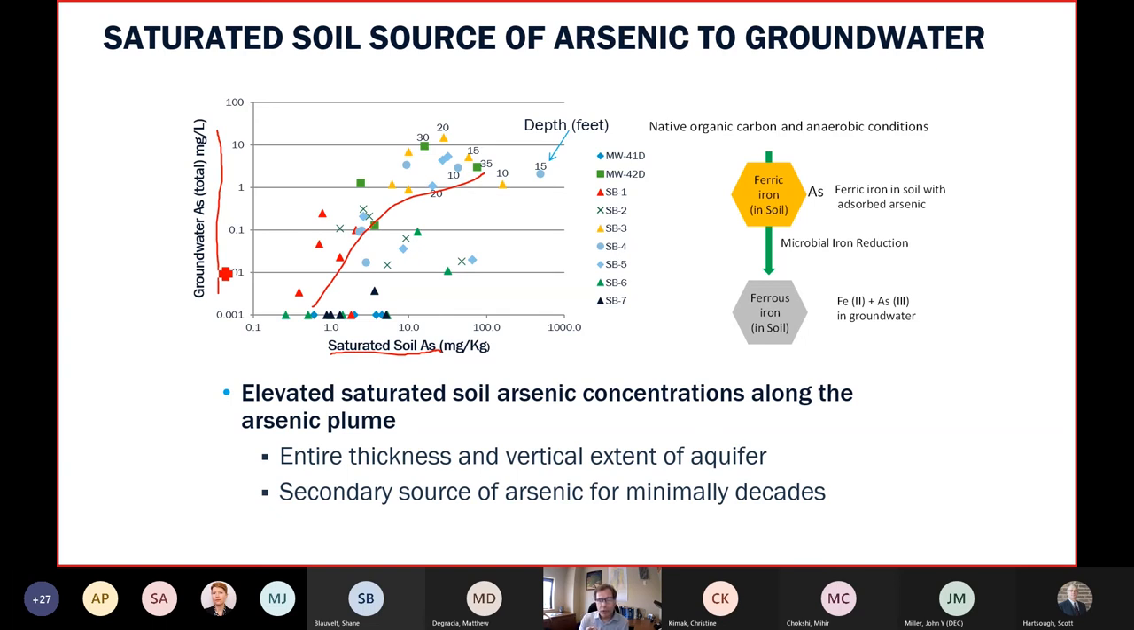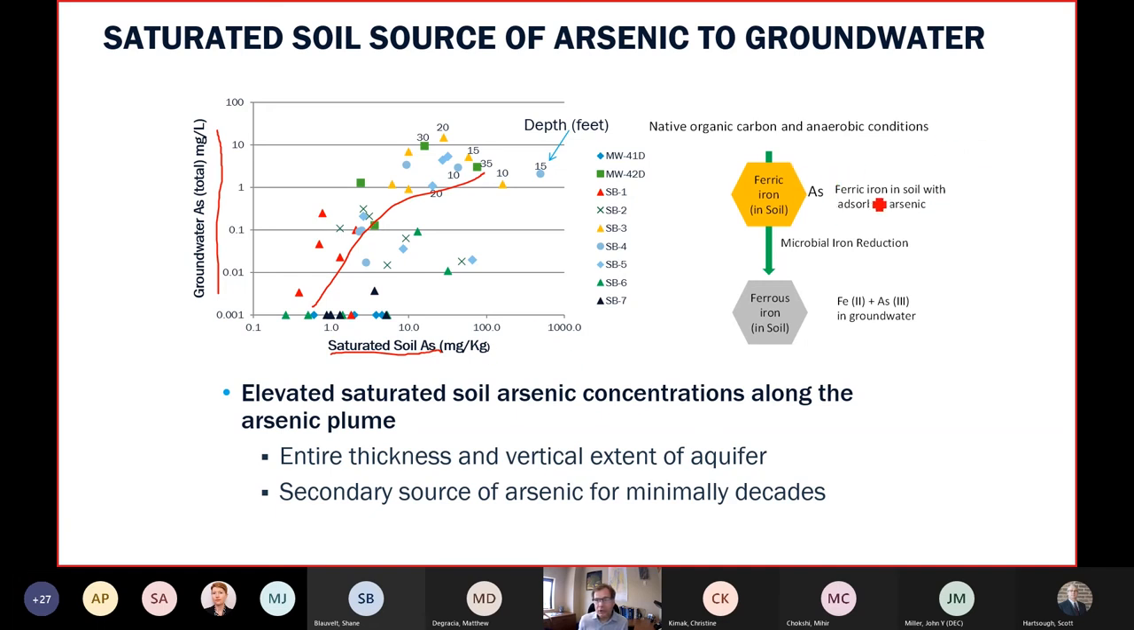What you can also appreciate is that there's a secondary source of arsenic as a plume migrates forward from the source area, because again, these are all saturated soils, based on the unsaturated soils above. So the migration of arsenic into the aquifer has created a sort of longevity. The analogy for a lot of us would probably be back diffusion. This is not back diffusion. It's really about how arsenic exists in its relationship to ferric and ferrous iron.